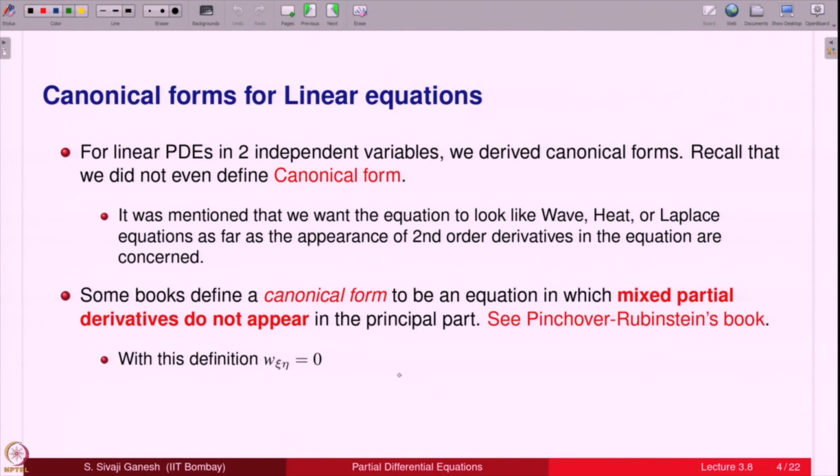And somehow we do not like this. Why is that? Because this equation W xi eta equal to 0 is far easier to solve than, let us say, UTT minus c square uxx equal to 0. UTT minus c square uxx equal to 0 is a wave equation and there are no mixed partial derivatives. How do you solve it? I do not know. But when you convert that into W xi eta equal to 0, with xi and eta as the coordinate transformations coming from solving a characteristic equation, things are nice. So it is not a canonical form if you follow the definition in this book.